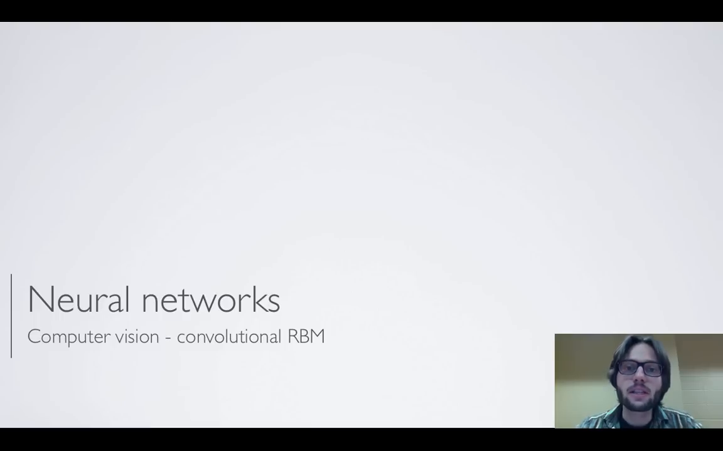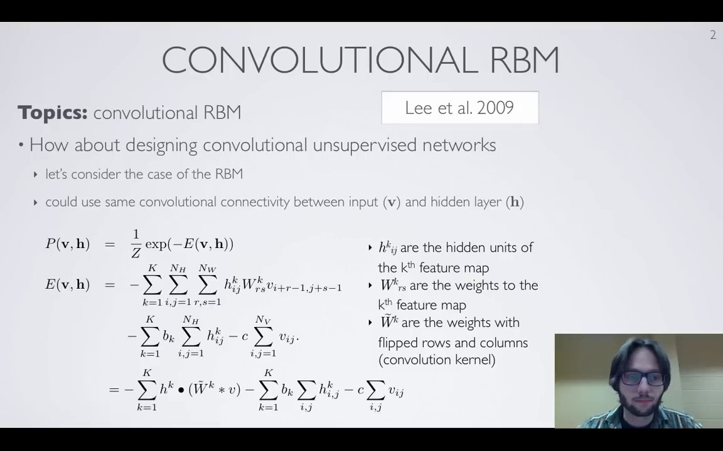In this video, we'll briefly discuss a convolutional variant of the restricted Boltzmann machine. So we saw how to take a normal feed-forward neural network and adapt it to images by making it convolutional. Now, what about designing convolutional neural networks that are unsupervised? For instance, we've seen the restricted Boltzmann machine as a type of neural network that can be unsupervised. It can learn about the distribution of the data to be able to extract features without actually providing labels. So can we design a convolutional variant of the RBM?